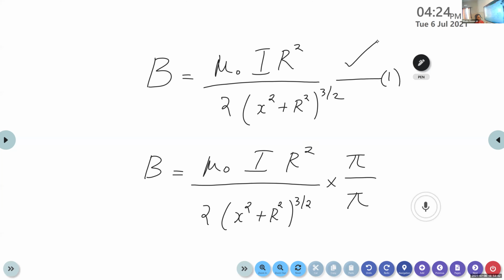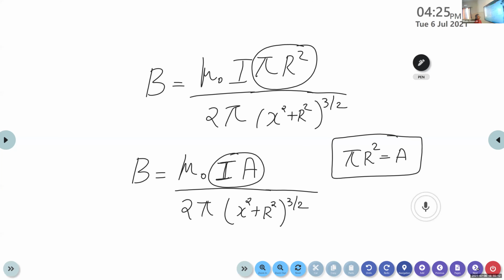In the application of the Biot-Savart's law, we have B = μ0 I r² divided by 2(x² + r²)^(3/2). Then we multiply and divide this equation by π. Then we rearrange this equation. So we get B = μ0 I π r² divided by 2π(x² + r²)^(3/2).